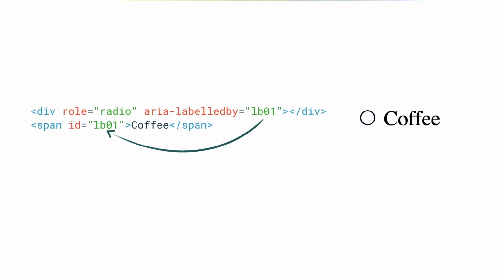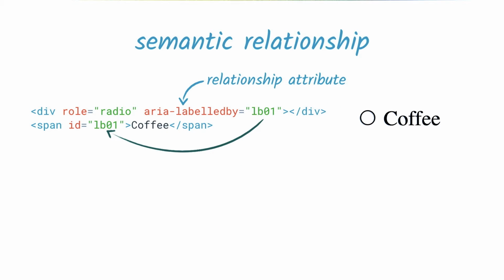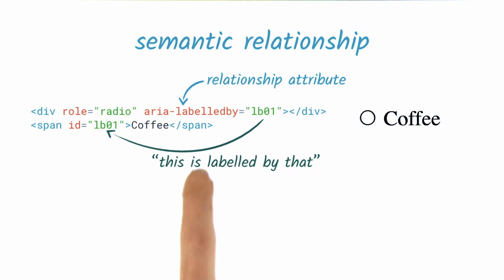aria-labeled-by is an example of what we refer to as a relationship attribute. A relationship attribute creates some kind of semantic relationship between elements on the page. In the case of aria-labeled-by, that relationship is this element is labeled by that element, or as the case may be, this element is labeled by those elements.